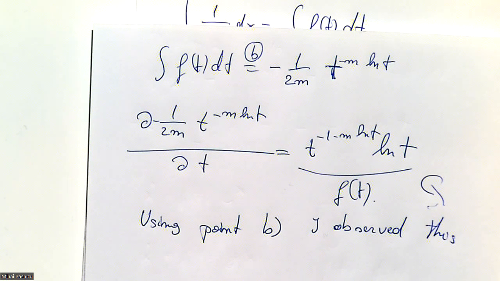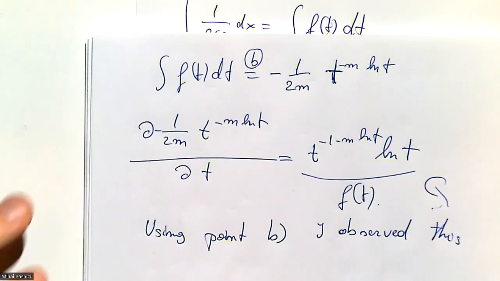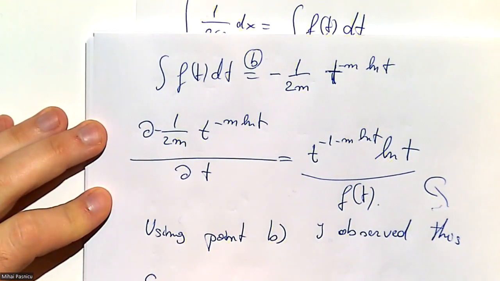You thought that it might be weird, and that this case is the limit of an integral. That's really sketchy. So you can just work around it using a phrase something like this: using part B, I observed this. So this means automatically that the integral of f of t dt is just equal to that thing.